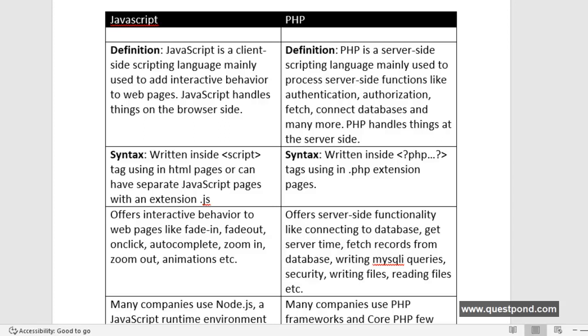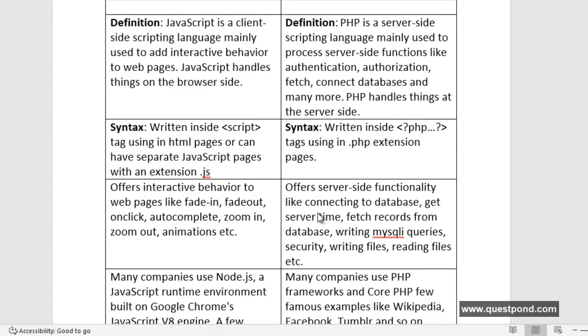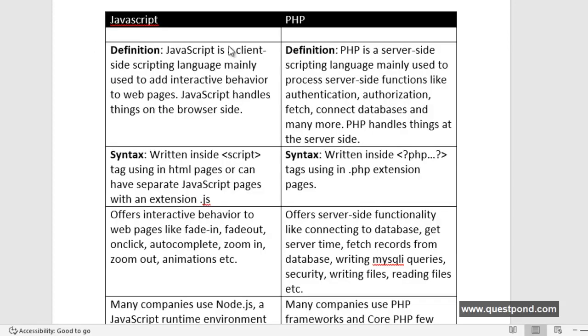To make it simple, we have divided the answers into points. As you can see, with the definition, with the syntax and some points over here for both JavaScript and PHP. Now, always start with the definition. JavaScript is a client-side scripting language, whereas PHP is a server-side scripting language. So one language works at the browser side and one language works at the server side.